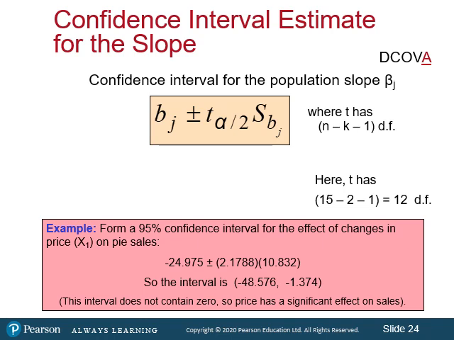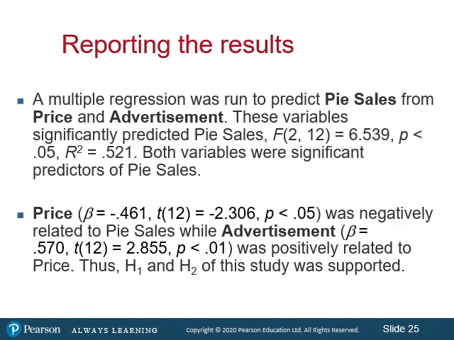So we can also calculate the same for advertising. Okay, advertising. So how do you report the results for multiple regression? This is how you can write.